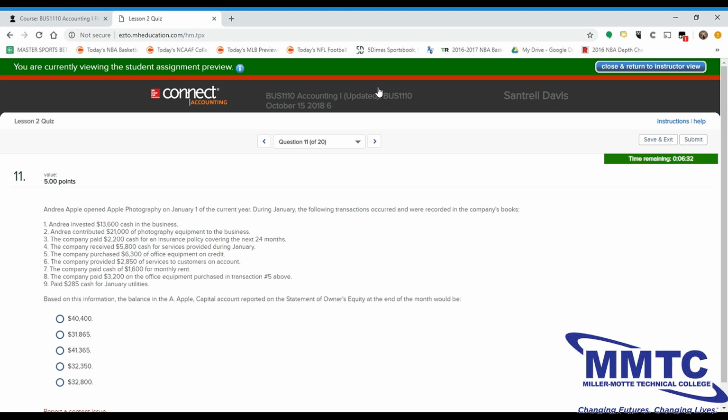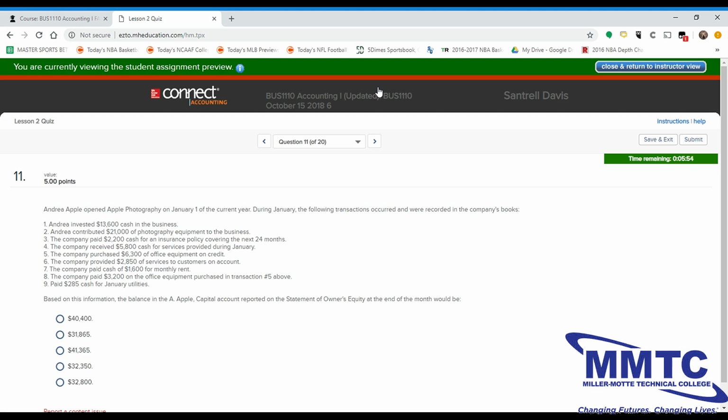$21,000 was what? Equipment that was given to us. Okay, so we know that doesn't affect owner's equity. $2,200 was cash paid for prepaid insurance. I'm not sure about that. I'm not going to add that right now, but let's just put a star by that because that may go in there. And then we got $6,300, well, we bought that on credit, right? So we know that doesn't affect owner's equity. It's not cash or anything like that.